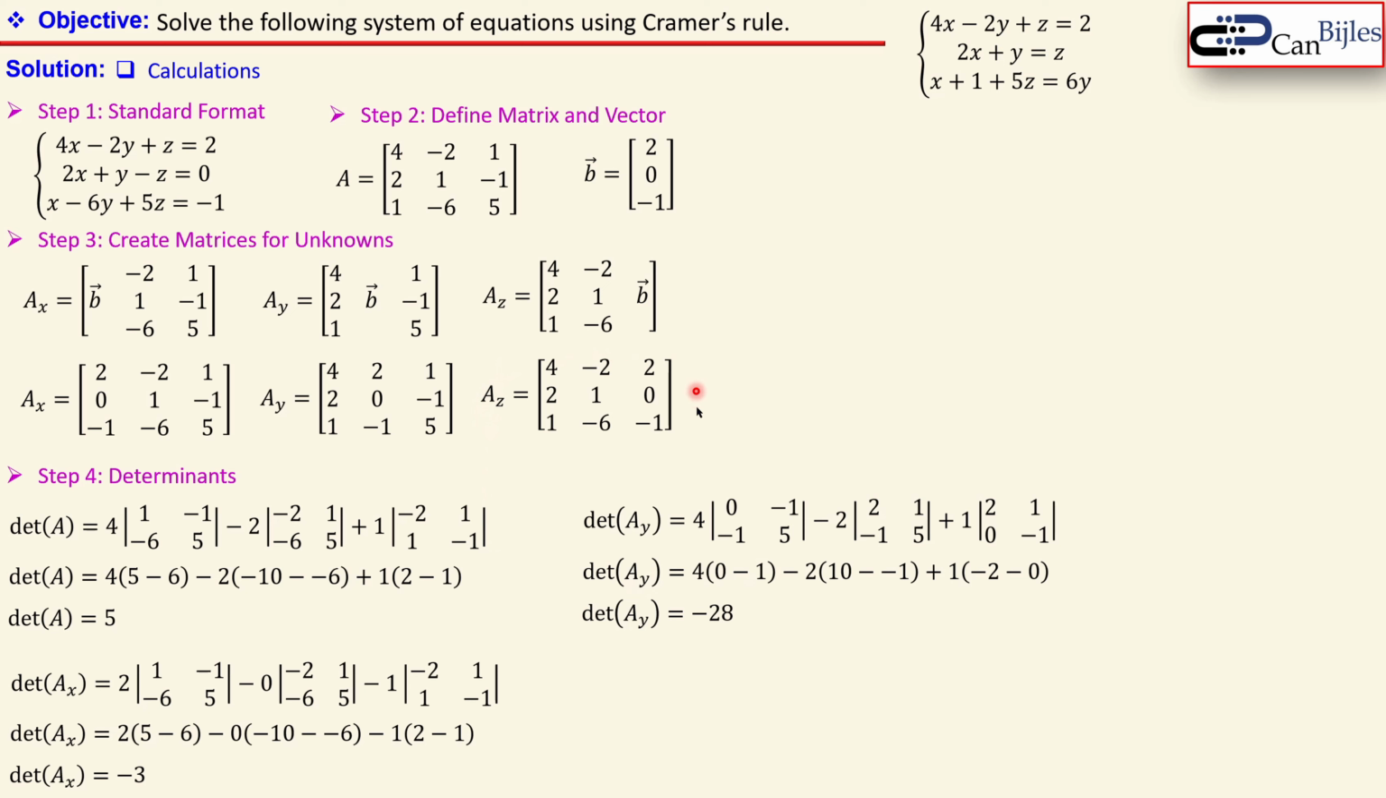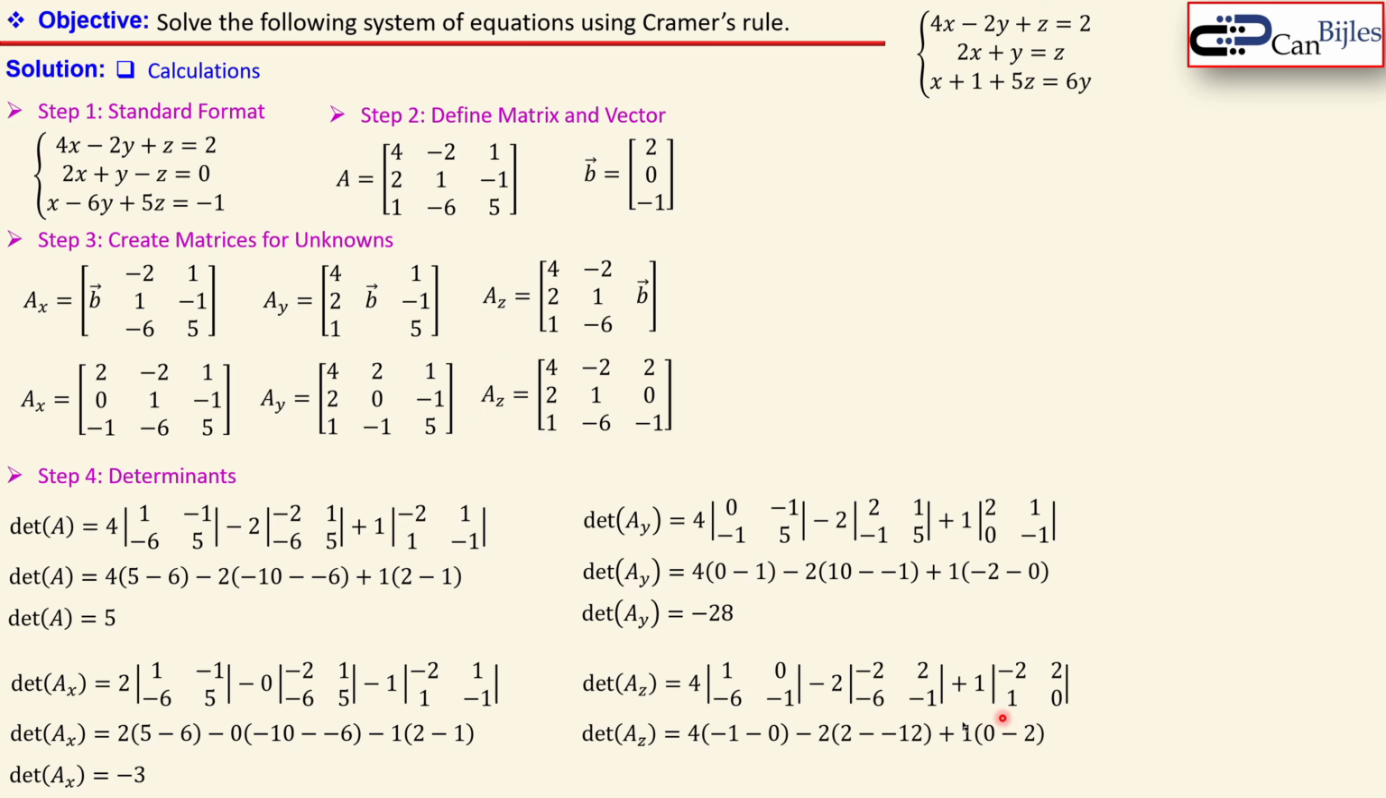Now the final one is the determinant of A sub z. We have here the results, and now we end up with -34. Now we have the necessary values to determine the unknowns x, y and z. So how do we solve that? This is now the equation of Cramer's rule.